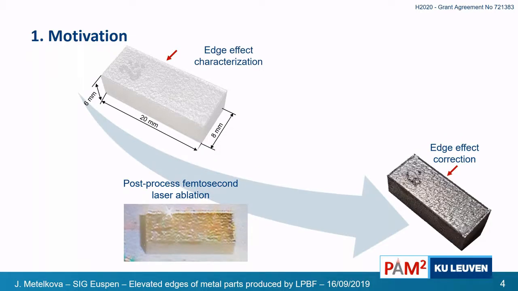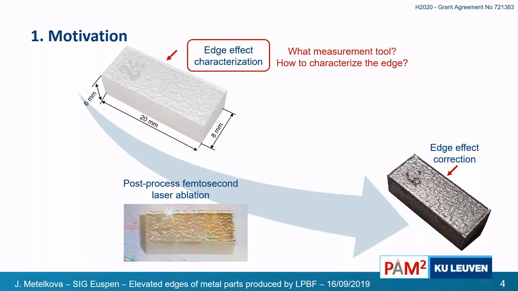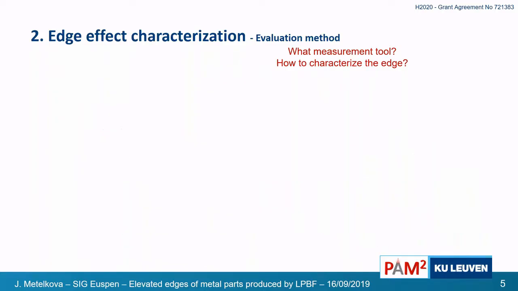The goal of the characterization of these edges is not only to have an idea how these edges look like and why, possibly, but also to be able to afterwards proceed to post-process correction that can be also done in process, and to increase the quality or the dimensional accuracy of the part. But actually this characterization is quite a tricky thing, because you have to ask yourself, what is the measurement tool I should use and how should I characterize it? So I will try to answer these two questions.